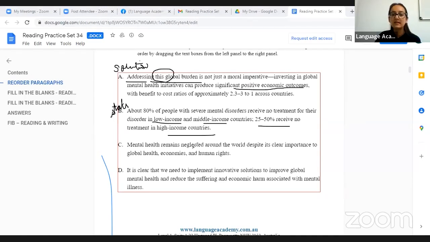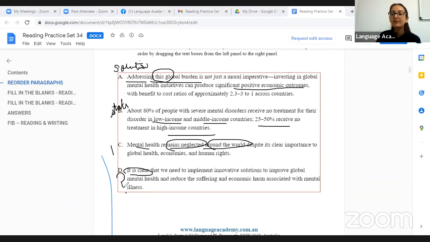Mental health remains neglected around the world despite its clear importance to global health economies and human rights. So around the world will include all the countries, high income, low income, middle income, everything will be included. And this sentence just says that mental health is getting neglected. After this, we can say how much is it getting neglected. So this was the first statement. It is clear that we need to implement. So how can you say it is clear? From where is this clarity coming from?